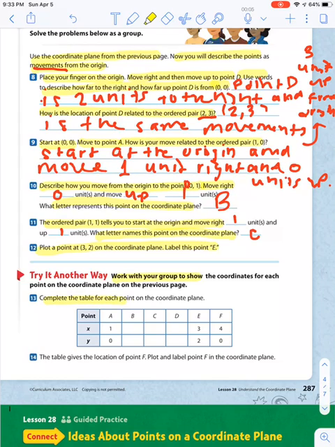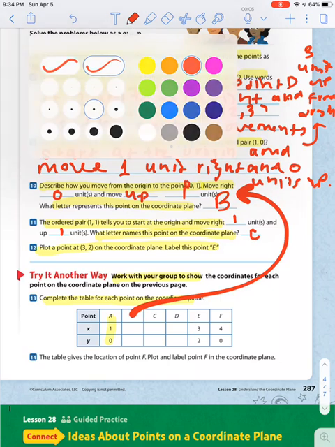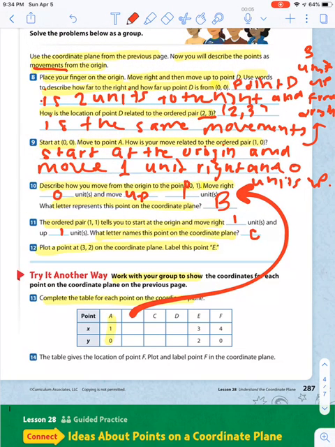Okay. Complete the table for each point on the coordinate plane. Okay, they gave us A, which was 1, 1. Let's scroll back up and see what we got for B. Or actually, let's just look. I'll use an arrow. B is right here. B is the same as 0, 1. So we're going to put a 0 and we're going to put a 1. Awesome. We're using our resources.